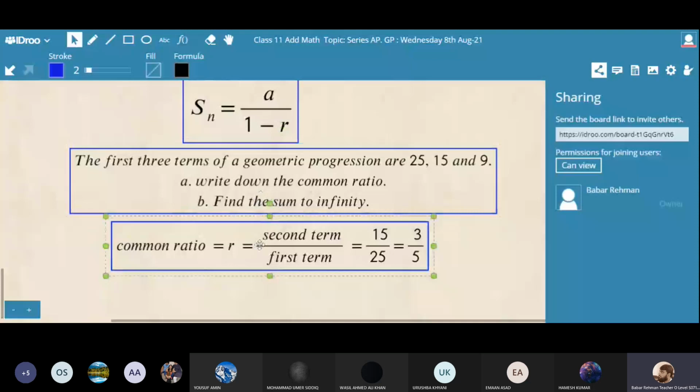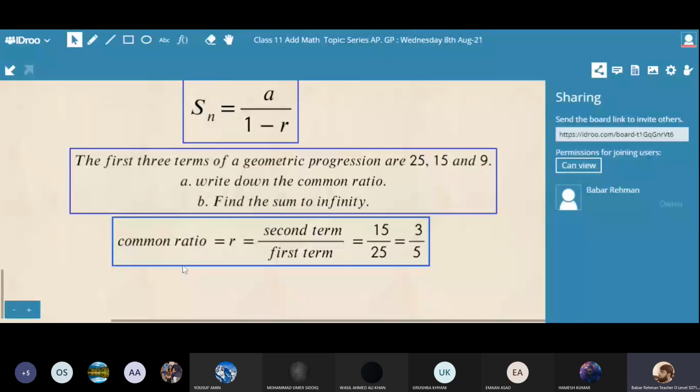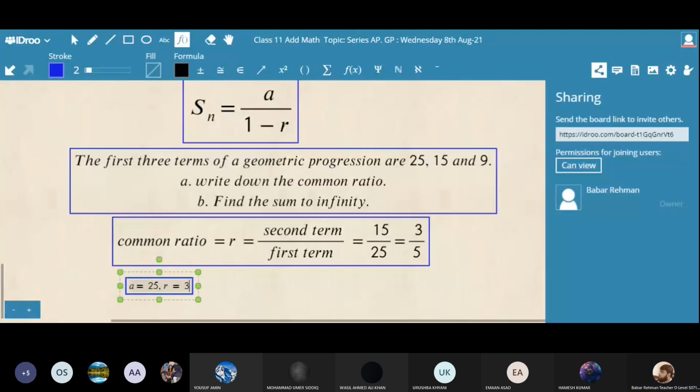Hello? Students, time is very short, so please cooperate with me by replying. Hurry up. What is A in the given question? 25. Very good. A is 25, and the common ratio is 3/5.